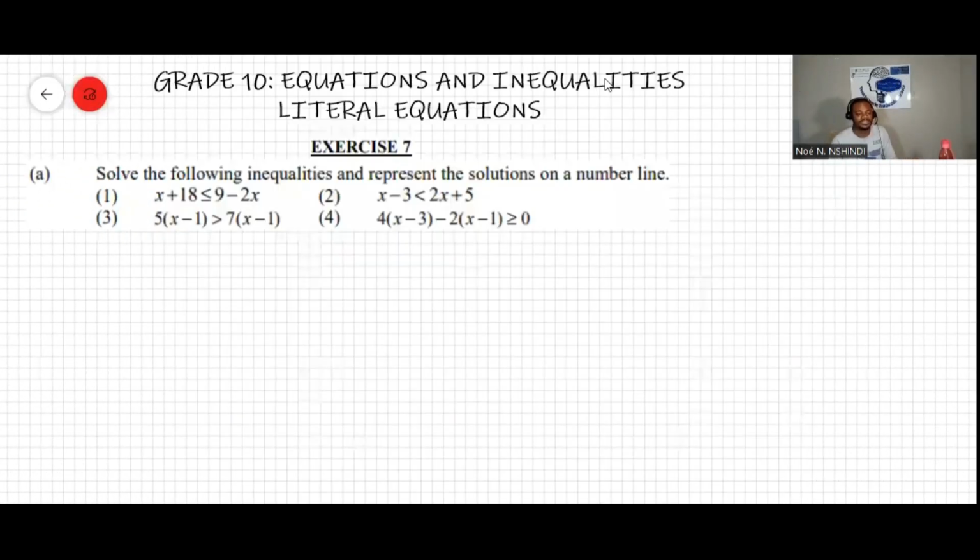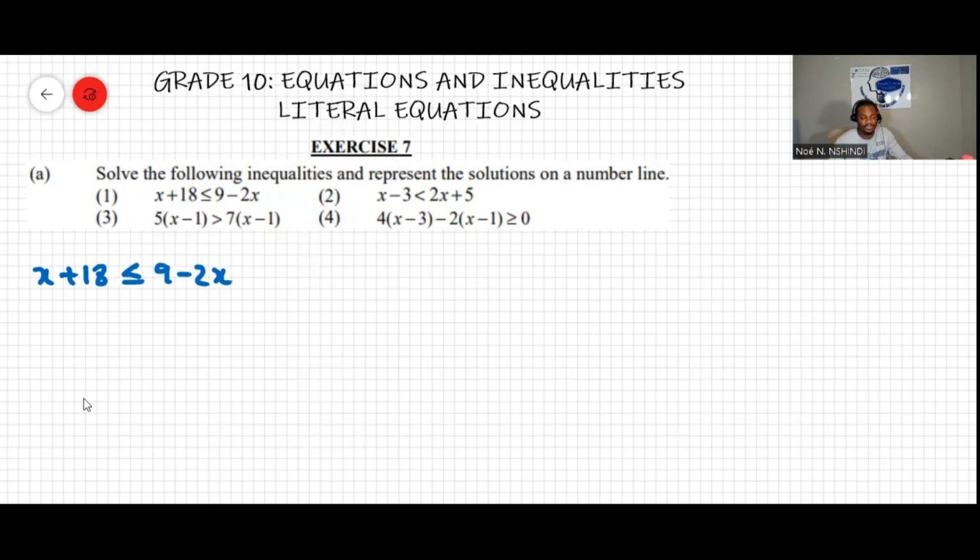We have another question here that says, solve the following inequalities and represent the solutions on a number line. Now, question one is x plus 18 less than or equal to 9 minus 2x. So, I'm gonna write here. x plus 18 less than or equal to 9 minus 2x.